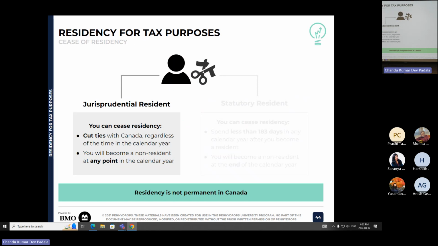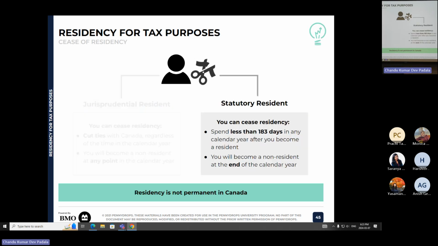Okay, so these are ways you can stop being a resident. If you come here and you think, you know what, these taxes are too high, I'm out of here, these are ways you can do it. If you're a jurisprudential resident, you can cut ties with Canada at any time during the year, and if so, you will become a non-resident at that point in the calendar year. For statutory residency, you simply have to spend less than 183 days in the country. If that condition is met, then you will no longer be a resident.